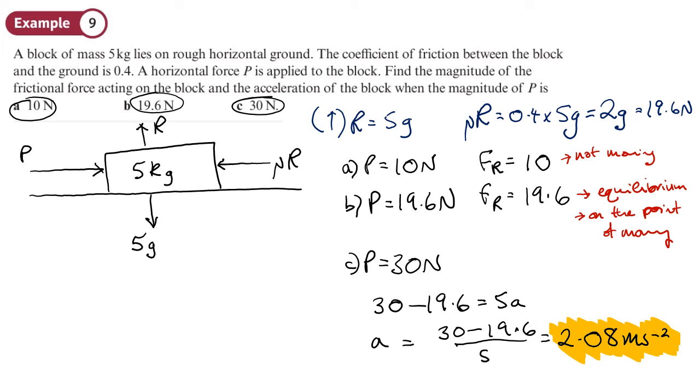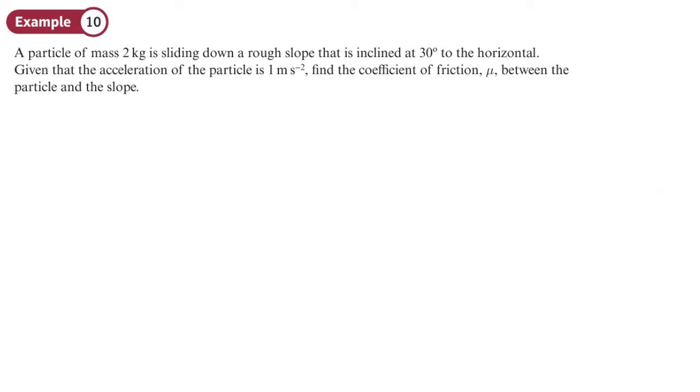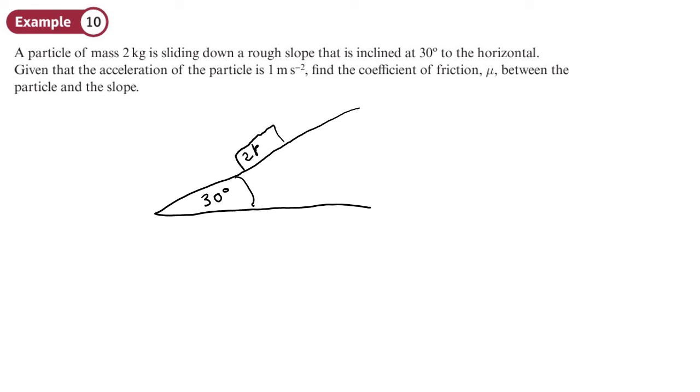maximum frictional force. Right, so we will start with a diagram like this. 30 degrees. We have a mass of 2 kg on a slope. So this is R. It's sliding down the slope with an acceleration of 1 meter per second squared.